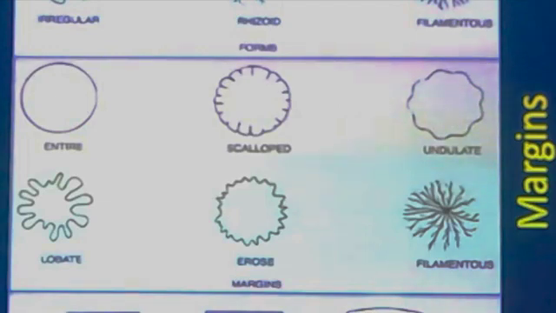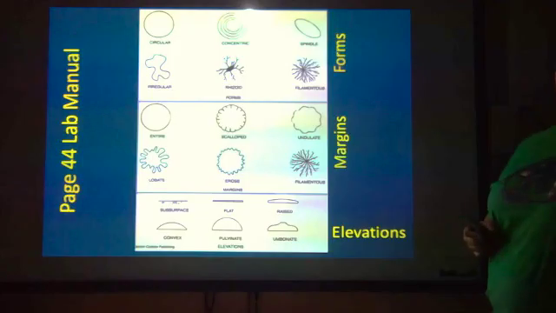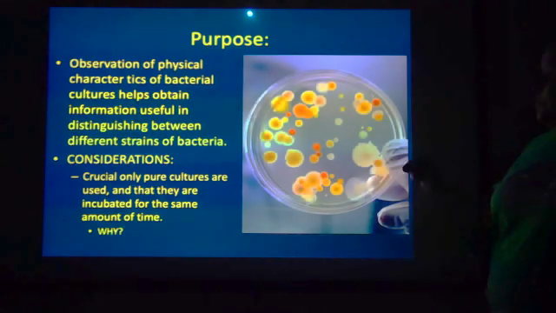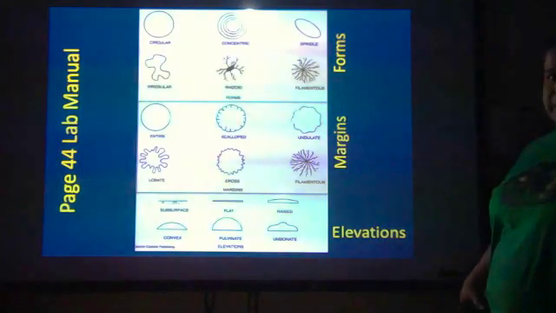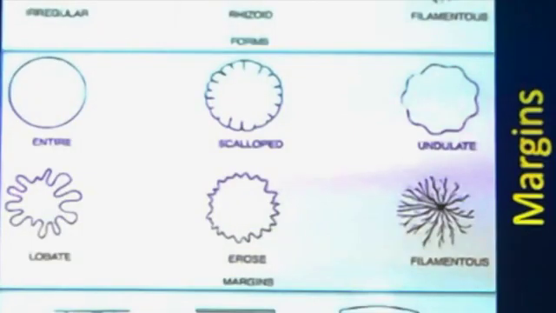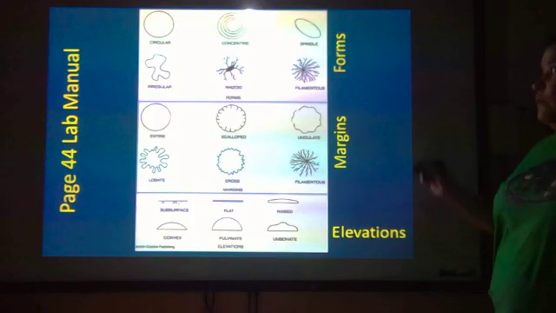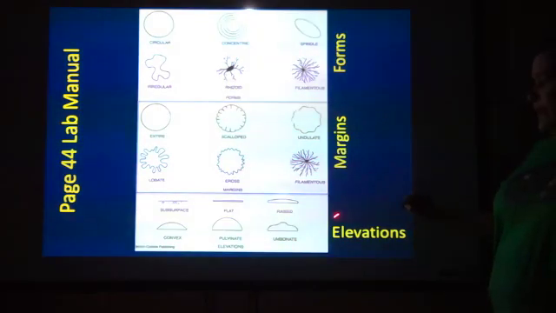Are they scalloped? That original slide that I showed you here, I would say that's scalloped. It's got that kind of scallopy edge to it. Is it undulate? Does it look more like waves than it looks like scallops? Is it erose? Basically, does it look spiky? Or again, is it filamentous? Does it look furry? The elevations.